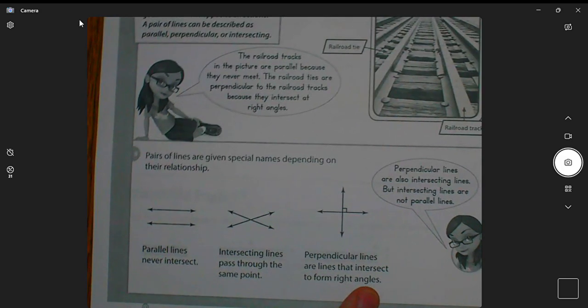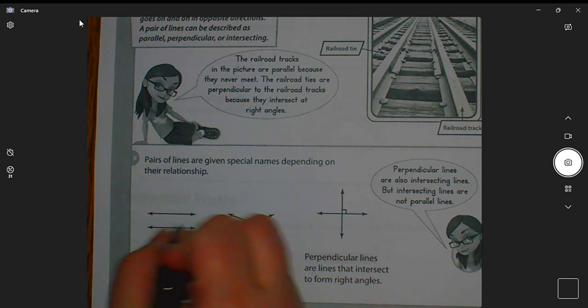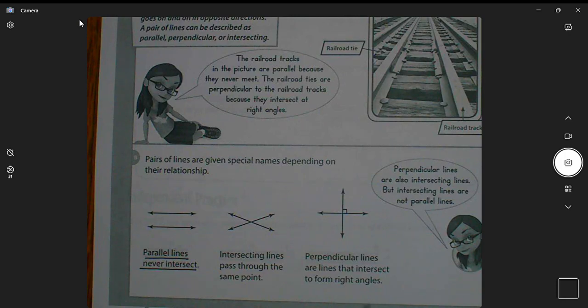Now, important things to notice. Parallel lines never intersect. So they're going to run like railroad tracks. They just keep going in the same direction, opposite of each other. Intersecting lines will pass through the line at some point. So eventually, they're going to run through the same area.